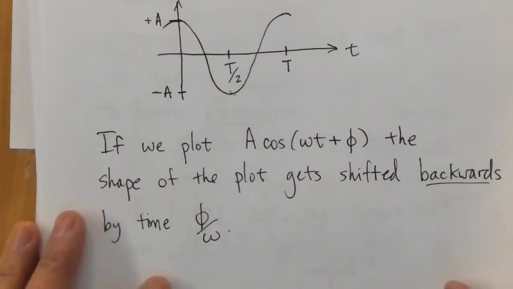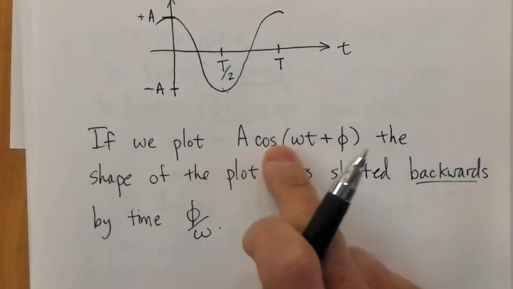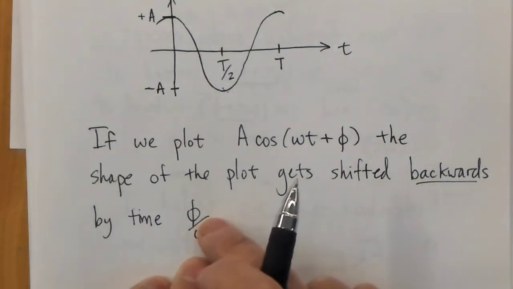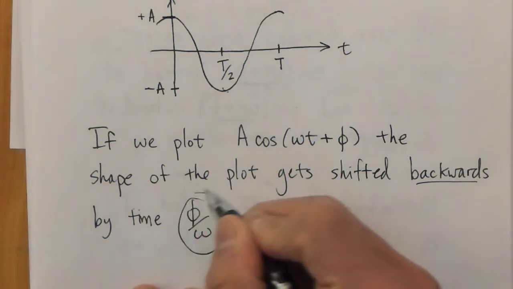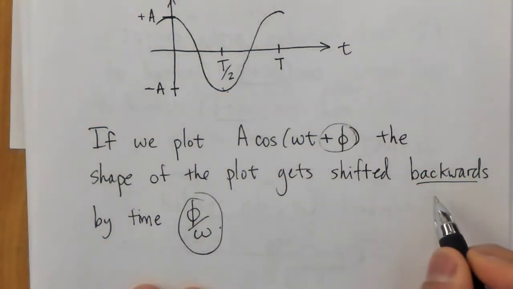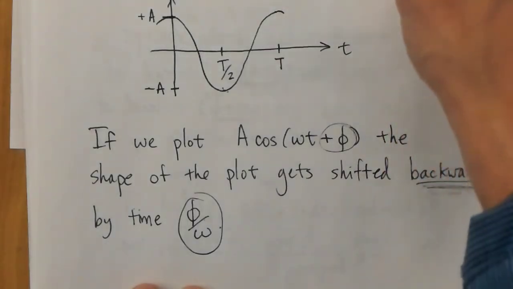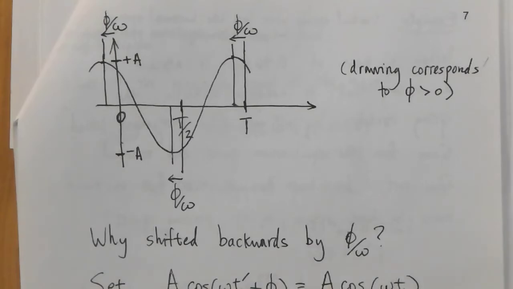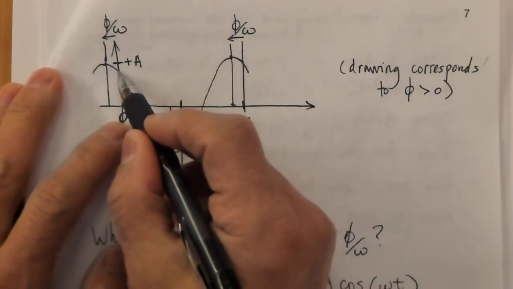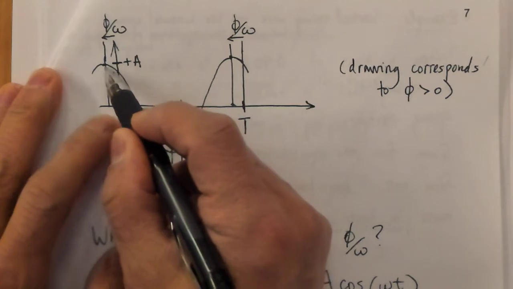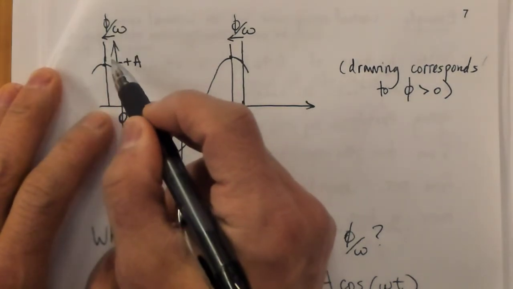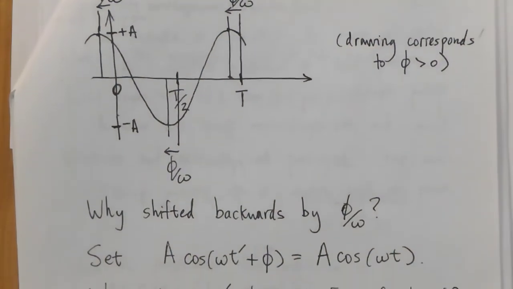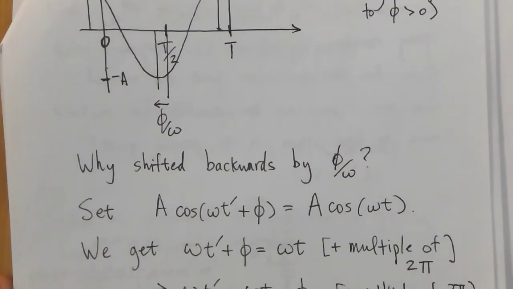The last thing I want to show you is what A cosine of omega t plus phi looks like. It gets shifted backwards by a time phi over omega. So if I have this extra phi here, it's shifted backwards by phi over omega, and it looks like this. This is the key concept I want to leave you with: instead of the cosine having a peak at 0, it has its peak at phi over omega backwards from 0. Everything gets shifted backwards by phi over omega. That's the case where phi is greater than 0.